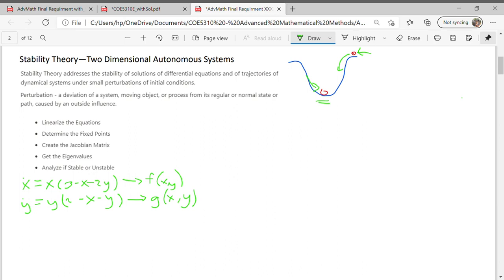So both of these functions are nonlinear. Just to give you an example from the previous topic, I'm giving you nonlinear functions. These are also two-dimensional because we have the combination of x and y inside a function. So the question is, how are we going to analyze its stability?